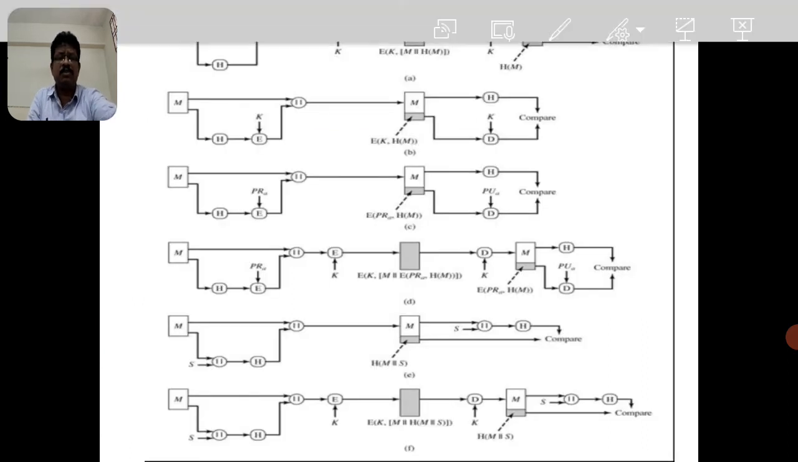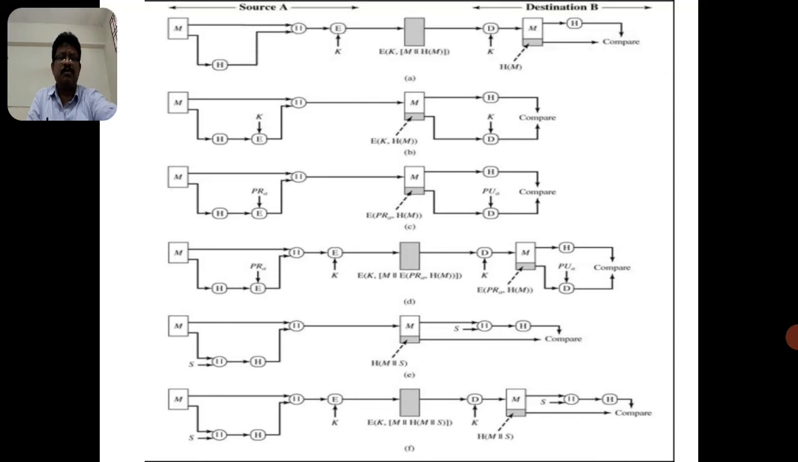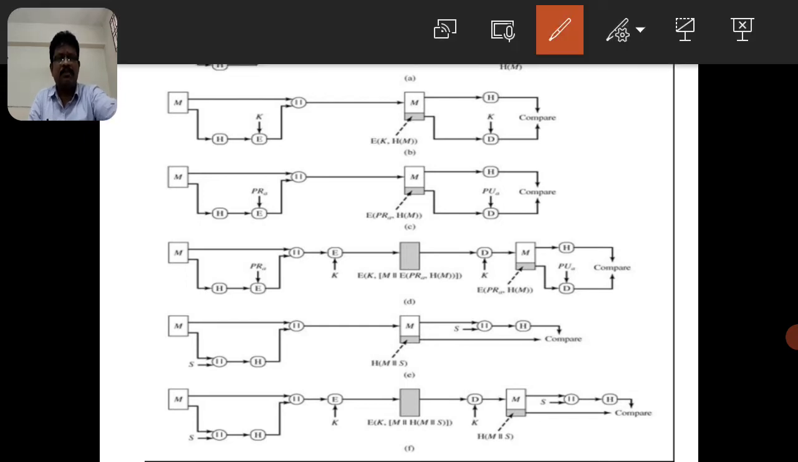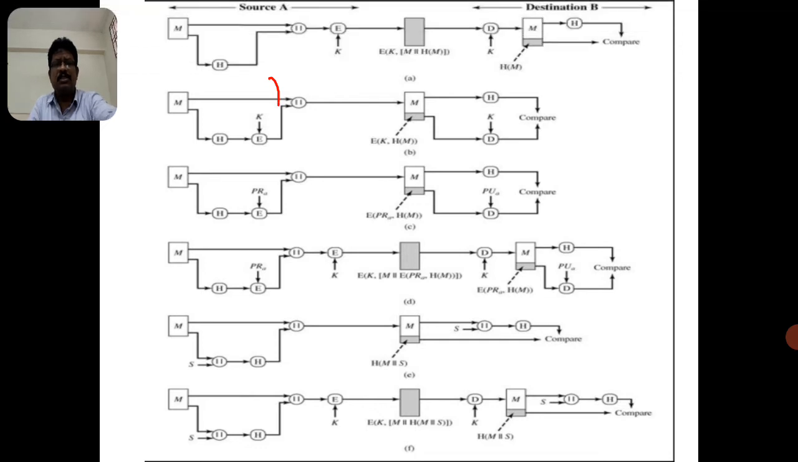The basic uses of hash functions: now you can observe this diagram, the hash function without any key. The message M is applied directly to the hash function and converted into H of M. Now this H of M is concatenated with the original message M, and finally encryption is applied with the key K.